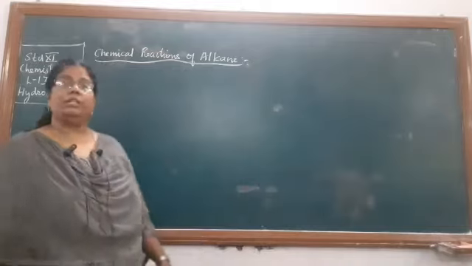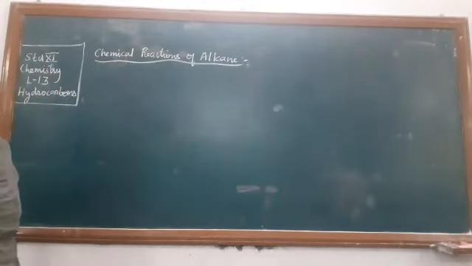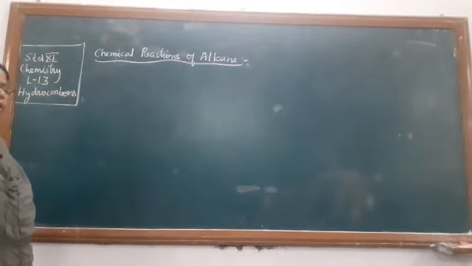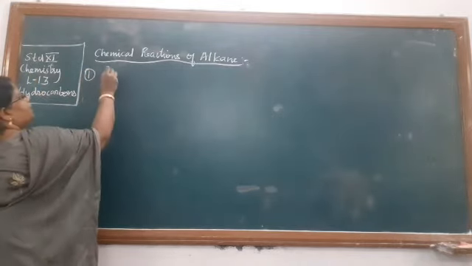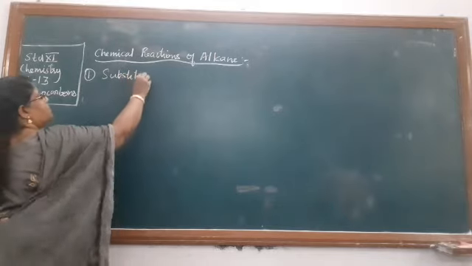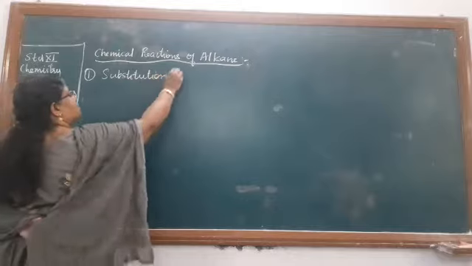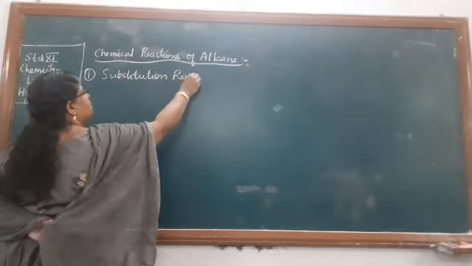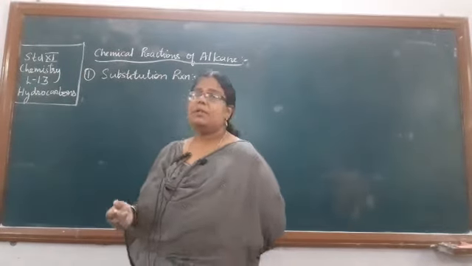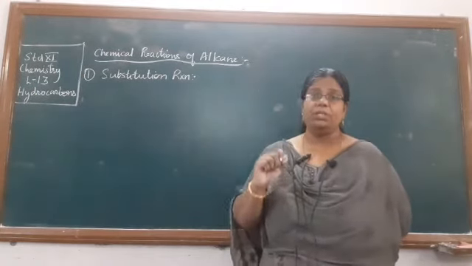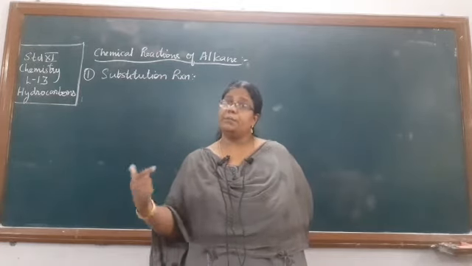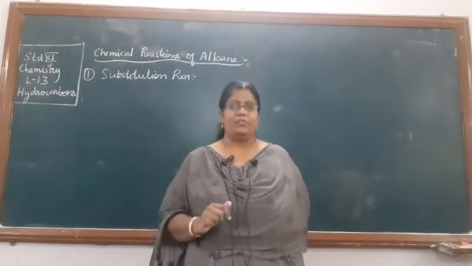Now let us come to the chemical reactions of alkane. Preparation we have studied. Now we will go to the chemical reactions of alkane. The first one is the substitution reaction. We have learnt in the previous chapters that substitution reaction means any one hydrogen of a hydrocarbon is replaced by another atom or a group of atoms.